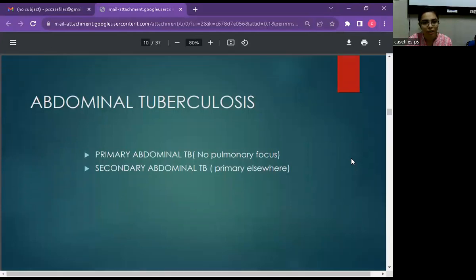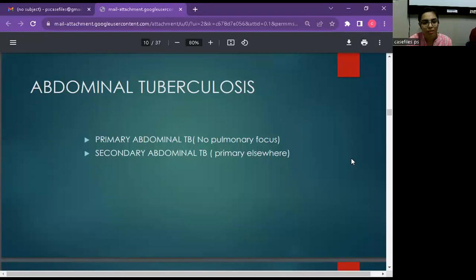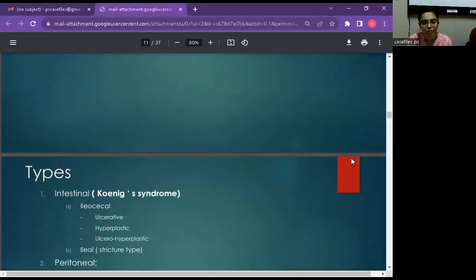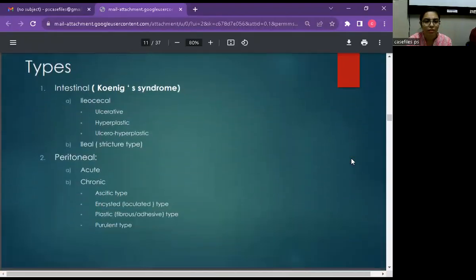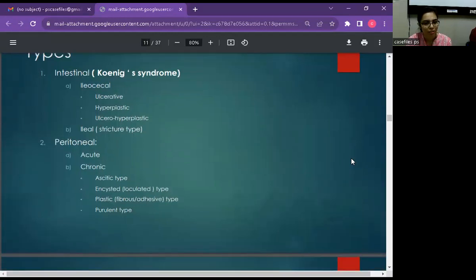abdominal tuberculosis, which can be divided into primary and secondary abdominal tuberculosis. Primary is when there is no other pulmonary or elsewhere focus of tuberculosis and it occurs primarily in the gastrointestinal system. Secondary abdominal TB is when there is a primary focus of tuberculosis elsewhere in the body. Types of abdominal tuberculosis: first is the intestinal type, which is also known as Koenig syndrome, which is divided into ileocecal and ileal. Ileocecal is ulcerative, hyperplastic, or ulcero-hyperplastic mixed, and the ileal part presents as stricture type.